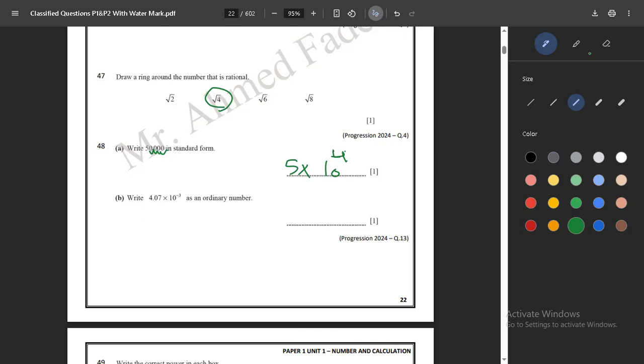Here, 4.07 multiplied by 10 to the power of negative 3. It means here that I need to move the decimal point to the left 3 digits. So it's going to be 0.00407. Now I moved it 1 digit, but I need 2 more. So I put 2 more zeros, then I put the decimal point.